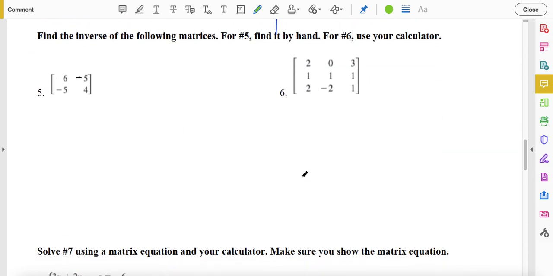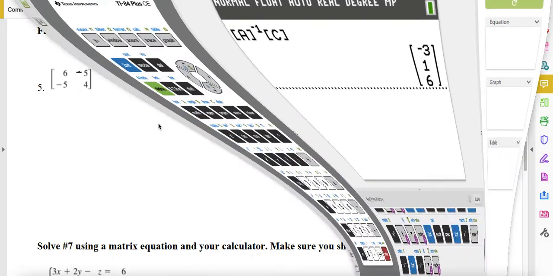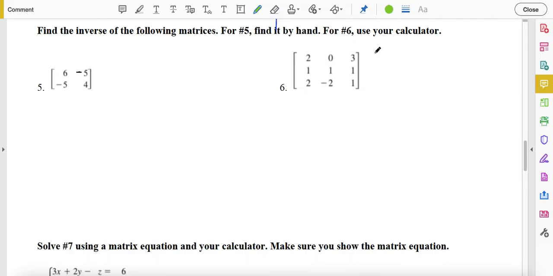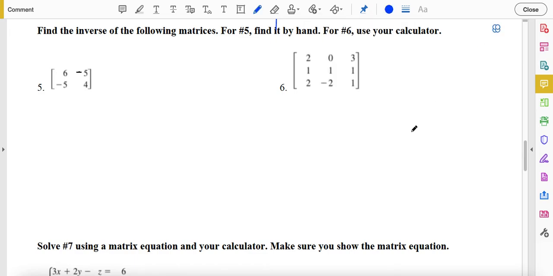All right, number 5 and 6, we're finding the inverse of the following matrices. For number 5, we're finding it by hand, and for number 6, we're using our calculator. So let me go ahead and launch this calculator. We are up, it's already all set, so we're good to go. All right, so we are finding the inverse.